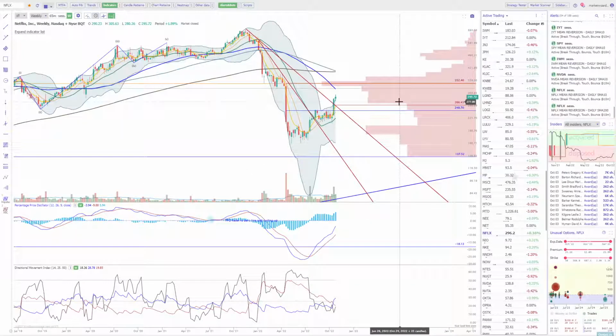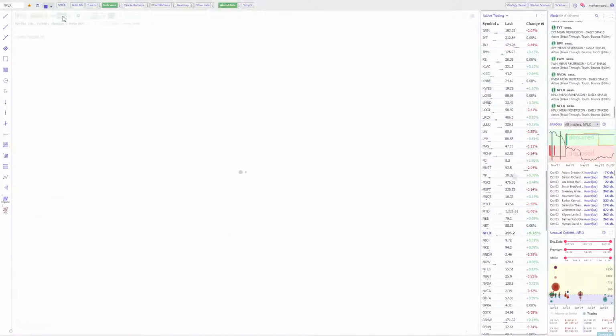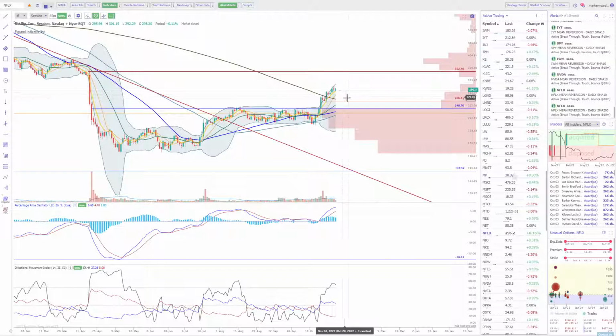Take a look at Netflix. Outperforming. PPO screaming higher. Daily recaptured the 200. 50's about to cross the 200. This looks like the start of a new bull trend. Now, what I will say is this also looks like it's overextended and it's going to pull back to what? To the 20. All right, and that's where you're going to really see the test.